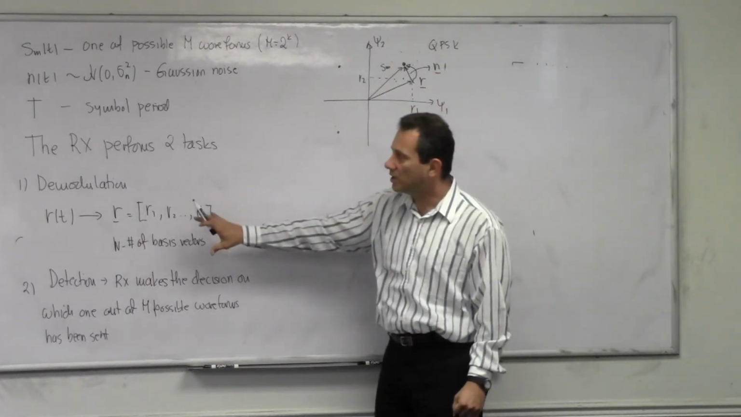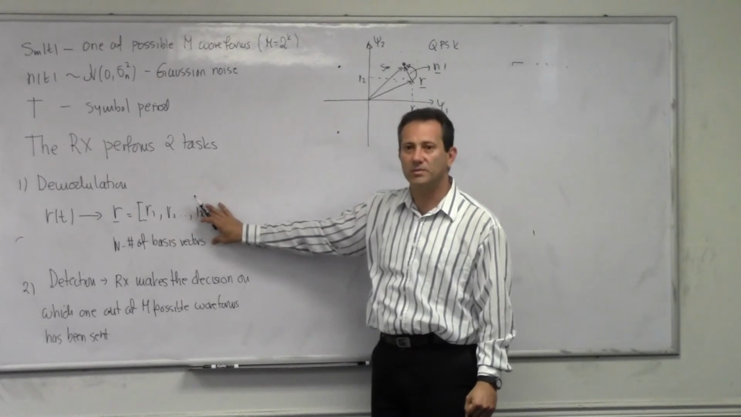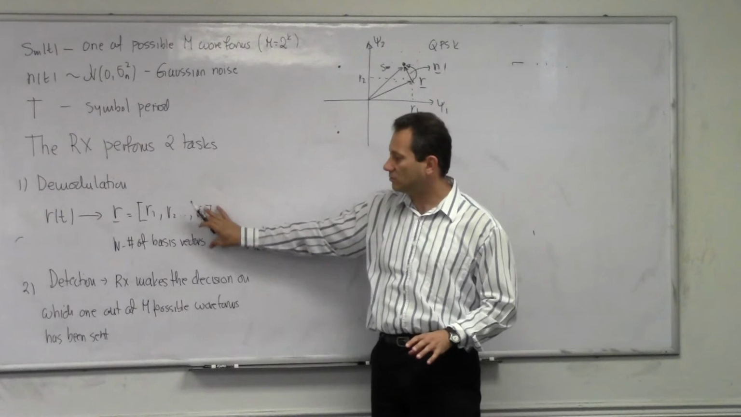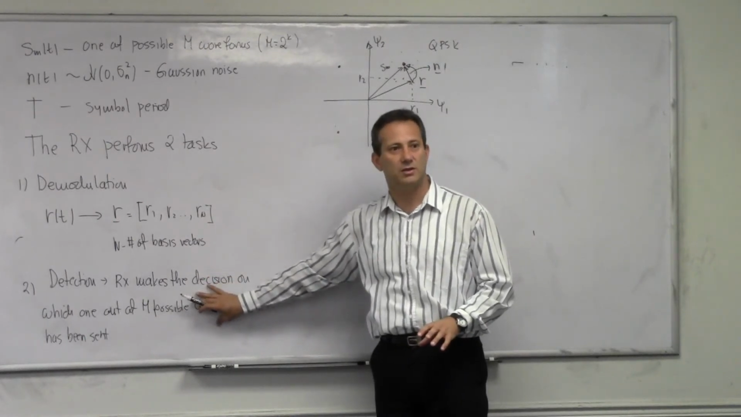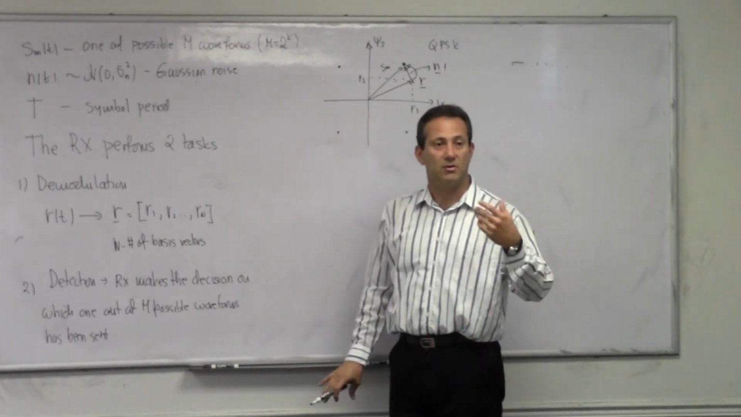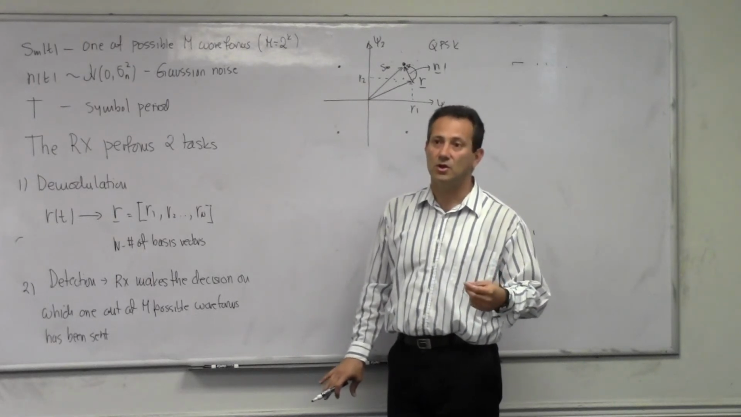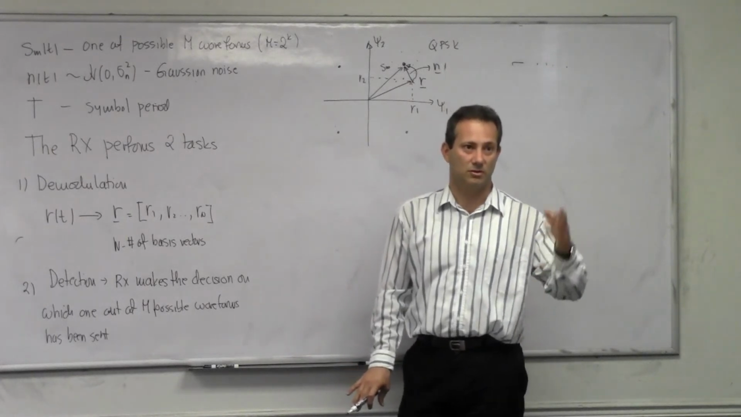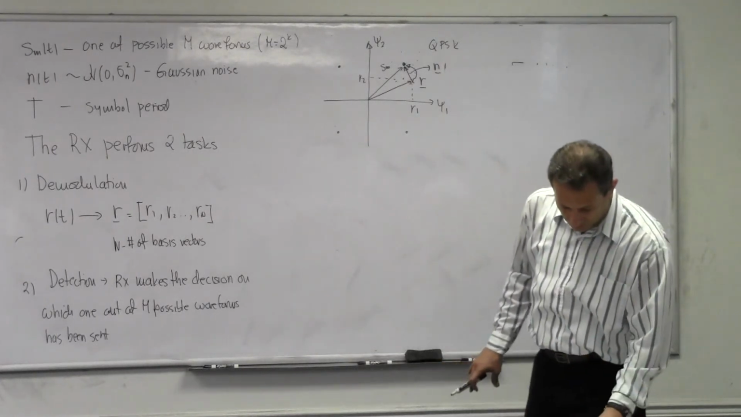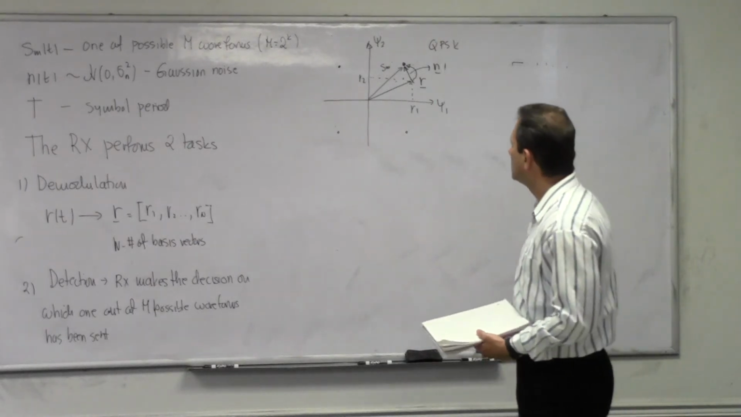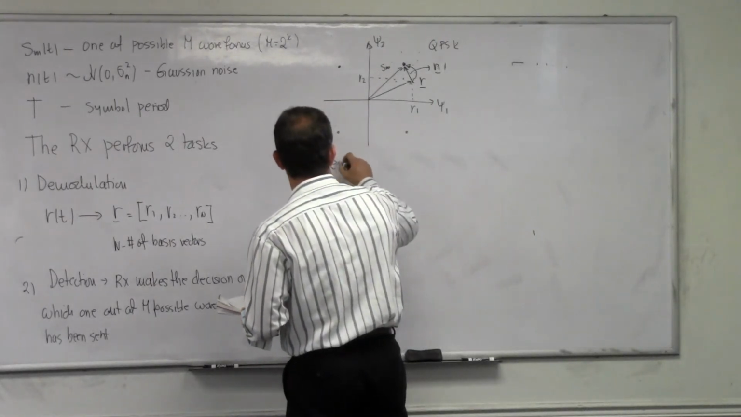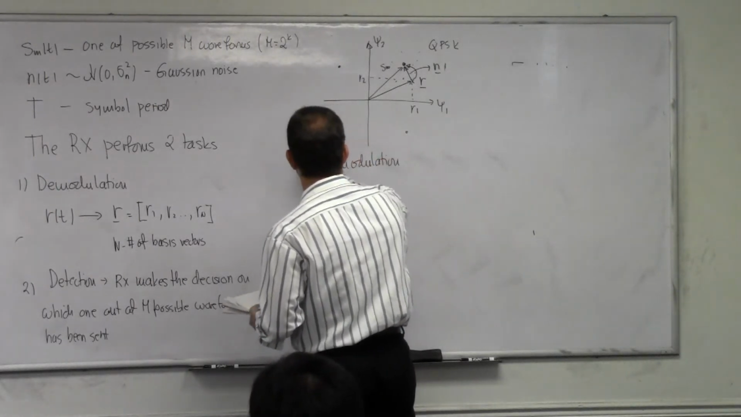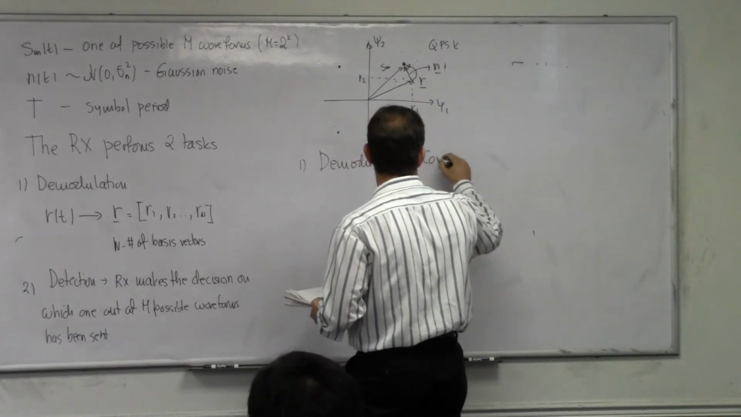So we need to quantify this. First, we need to see what is the best way for us to perform this transition from R of t into R. And once we know this, what is the best way for us to make the decision? And then the third step is, depending on the relationship between signal and noise, what is the probability of the receiver making an erroneous decision? So these are the steps that we need to cover. So, demodulation. And this is the first type, which I'm going to call correlation type.